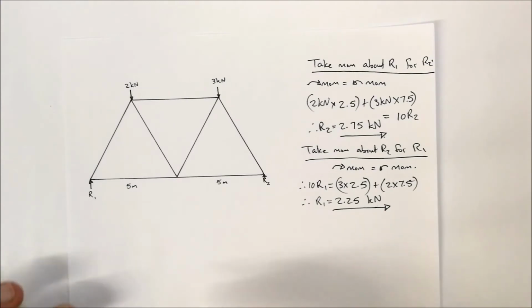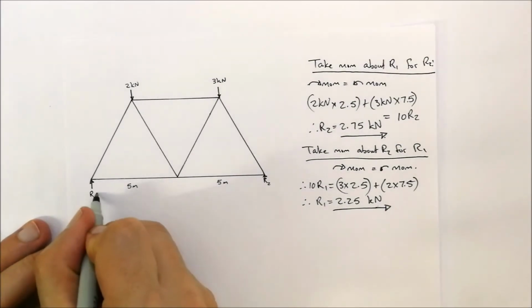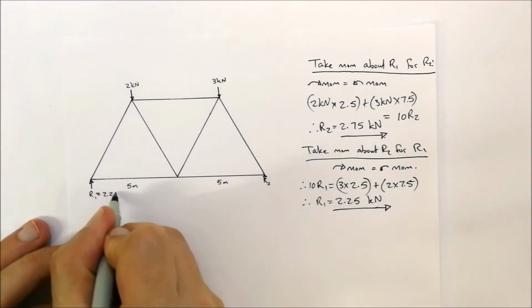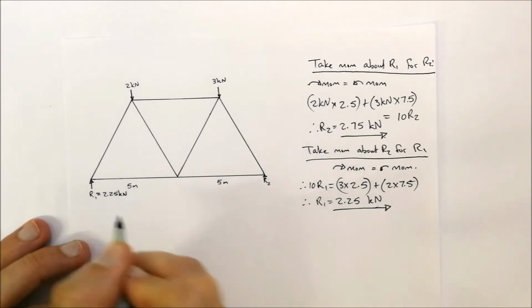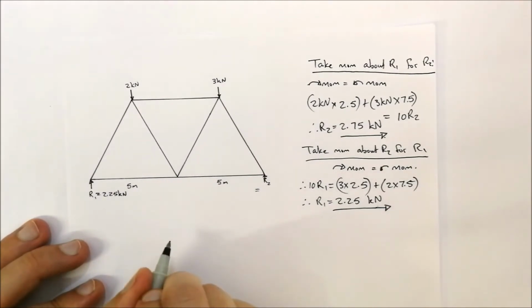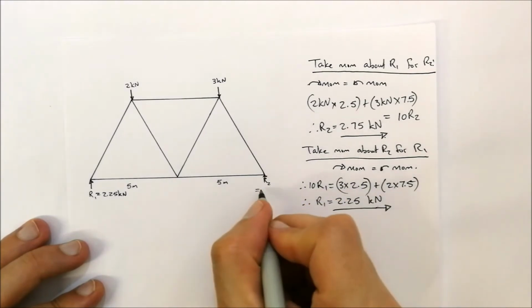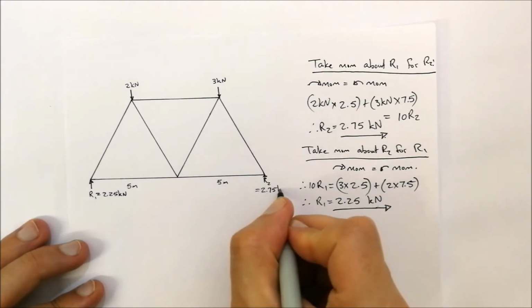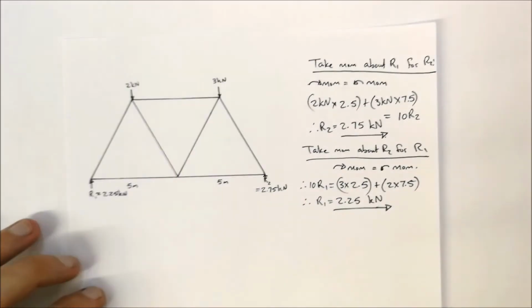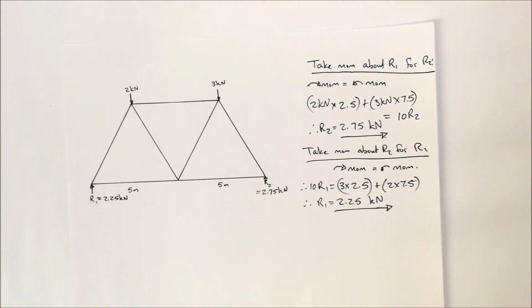Okay, so now we've calculated, we can actually add these values in here. R1 is equal to 2.25 kilonewtons, and R2 is equal to 2.75 kilonewtons. So now we've set up the values. We can see everything happening over there.